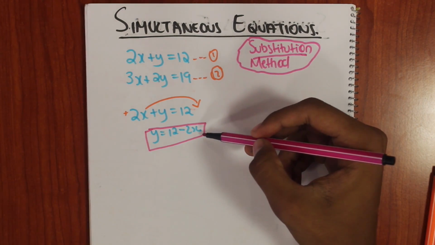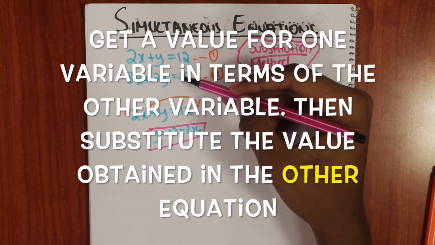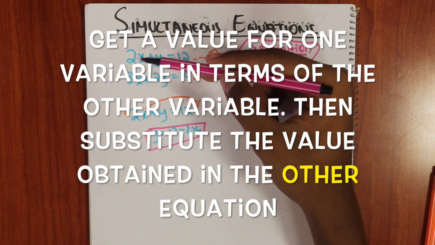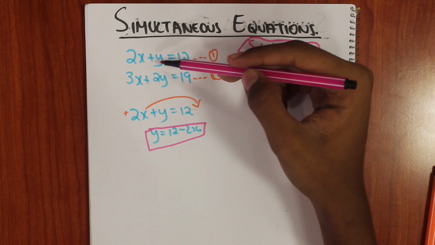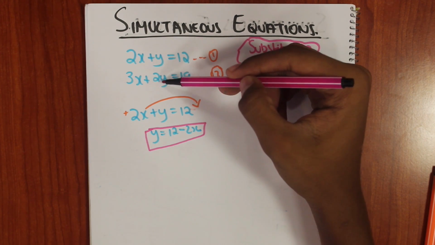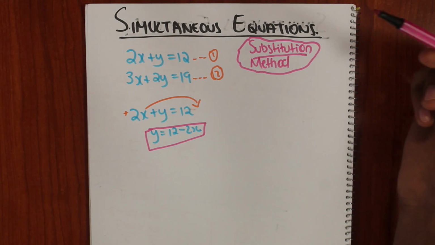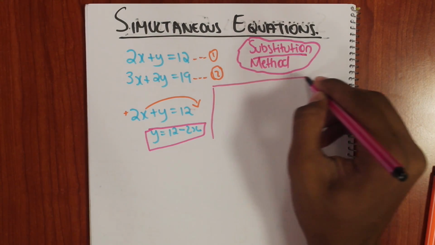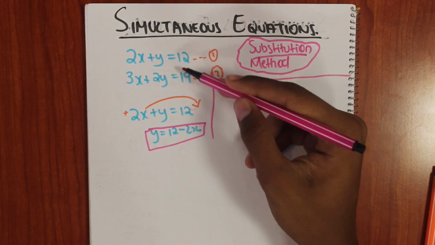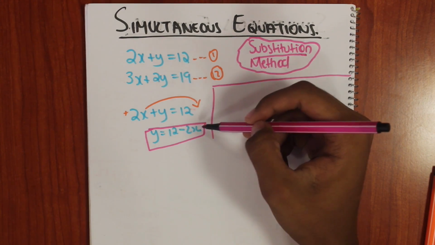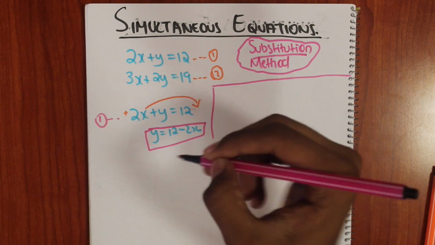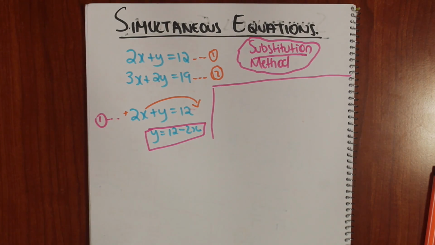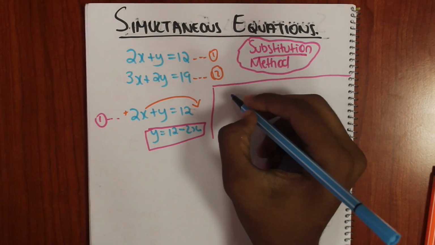Now this value of y works for both equations since they're simultaneous equations. Remember I said in our first video that the value of x in the first equation is equal to the value of x in the second equation, and the value of y in the first equation is equal to the value of y in the second equation. So we have that y is equal to 12 minus 2x from the first equation. Now you don't substitute this back into the first equation. Since we got the value of y from the first equation, we substitute the value into the second equation. It's always the opposite.